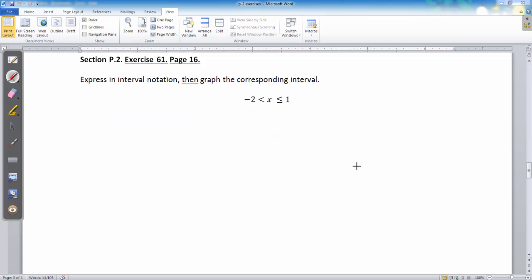Let's go to the next problem. In this problem, we're expressing this inequality in interval notation, and then we're graphing it on a number line. I'll express it in interval notation, then I'll actually go to another program to graph on the number line. We're looking at negative 2 to 1. Negative 2 is the left endpoint. 1 is the right endpoint. Negative 2, since it's a strict inequality, I can't actually equal, should have parentheses. And 1 should have a square bracket.